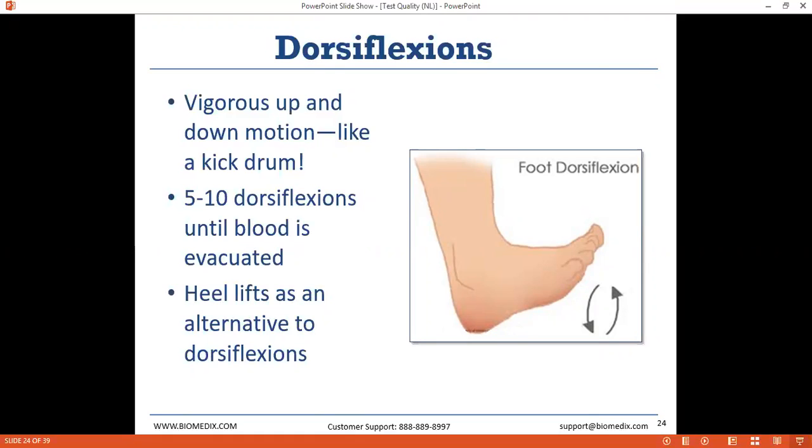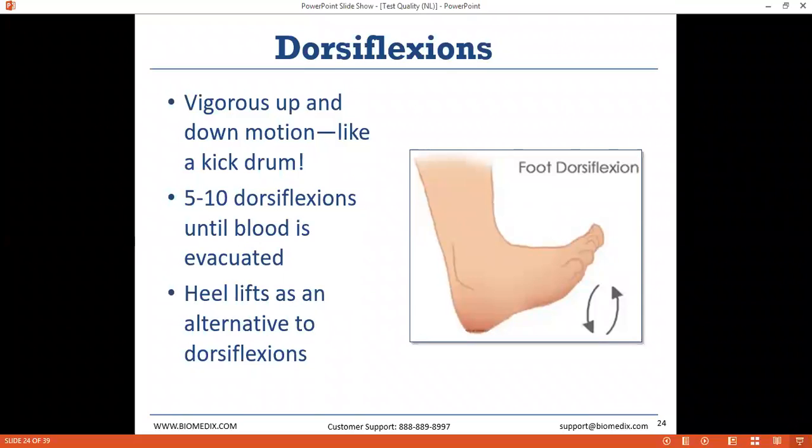There are some patients who may not be able to perform a dorsiflexion. In that case, you can use a heel lift as an alternative. If we think back on that posture, it's essentially the same motion, but in reverse. You have the patient leave the ball of their foot on the floor, raise their heel, and then force their heel back down. They don't evacuate blood quite as well as dorsiflexions in our experience, but they do still work.